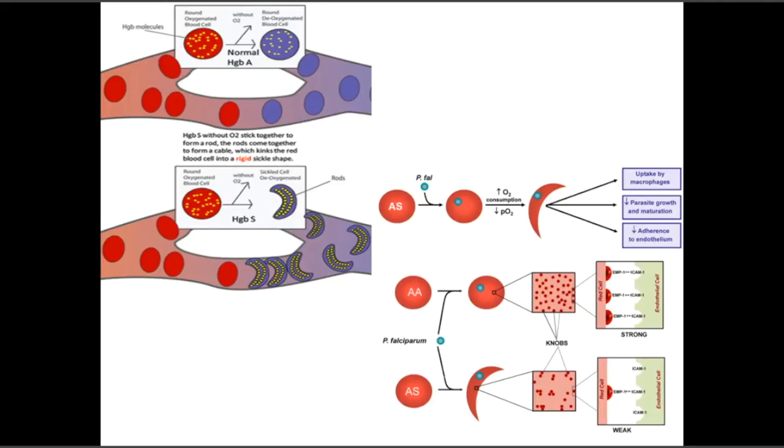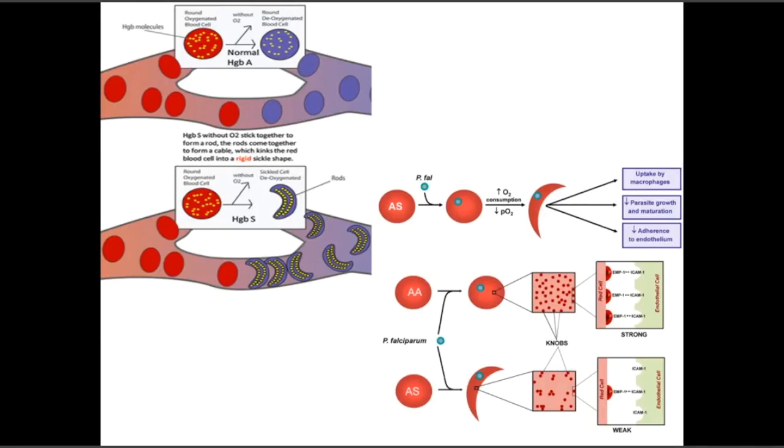Let's focus on the diagram to the left. We can see that in the presence of low oxygen, the normal hemoglobin does not sickle. Yet we can see from the bottom of the image that in the presence of low oxygen, hemoglobin will stick together to form a rod. These rods come together to form a cable, which kinks the red blood cell into a rigid sickle shape.